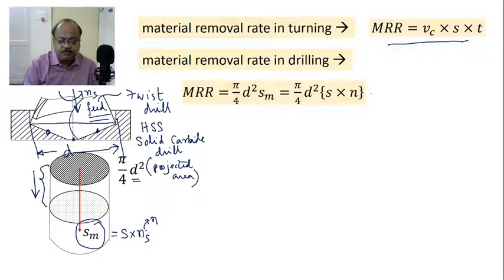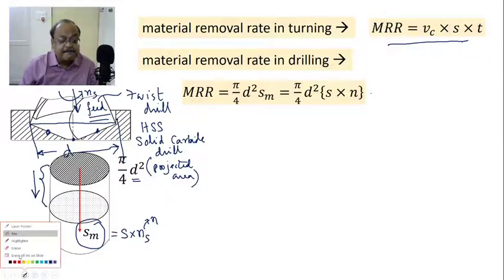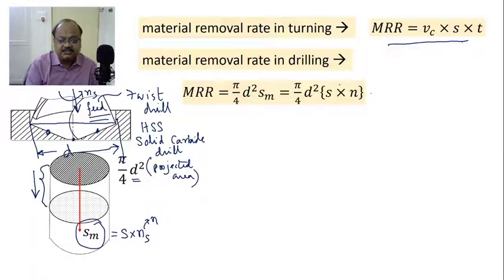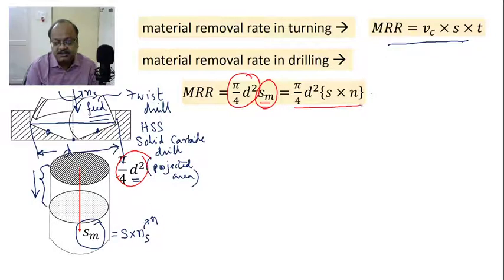Now if I come to material removal rate, then what would happen? Material removal rate is nothing but the projected area π/4 d², which has been shown here, and the rate at which it is being fed downward, which is Sm. So this is my material removal rate. How does it correlate with Vc, S and t?